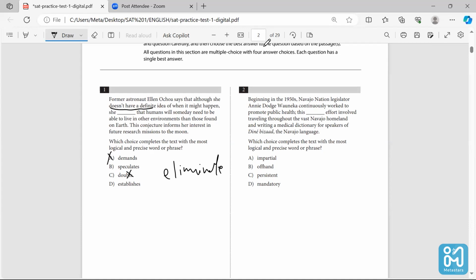And shall I say she establishes? If I say she establishes, what does that mean, guys? It means she's 100% sure, it's a fact. But it's not a fact here. So what's left? Speculate. B. Thank you so much, Ali. Unmute yourself. Guys, here we have the second one.